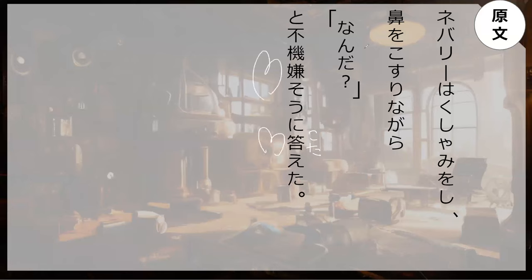Sou ni, like it seems like he's in a bad mood. Aye. Because the main character can't read Neburi's mind. What does he reply with? Nanda, did you say what? Perfect. What?